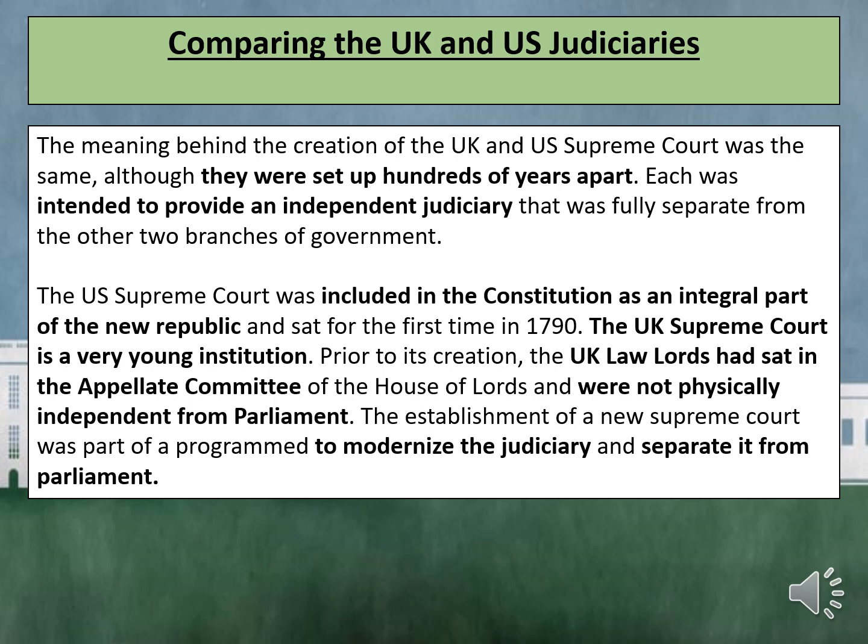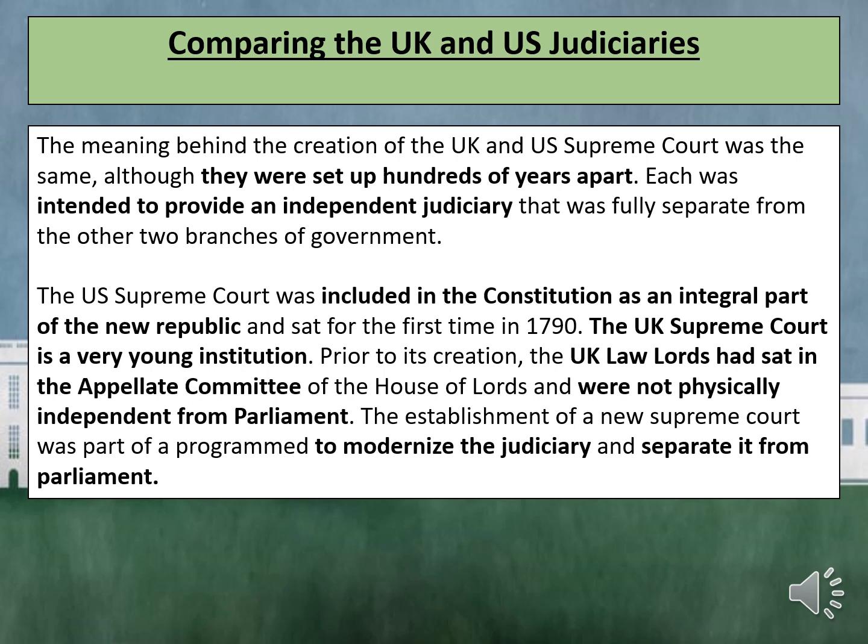The meaning behind the creation of the UK and US Supreme Court was the same, although they were set up hundreds of years apart. Each was intended to provide an independent judiciary that was fully separate from the other two branches of government. The US Supreme Court was included in the Constitution as an integral part of the new republic and sat for the first time in 1790.